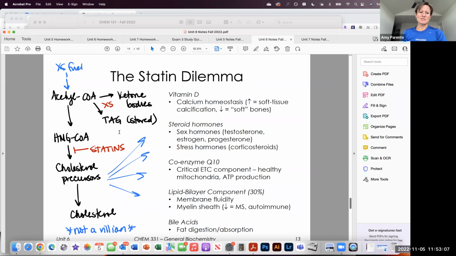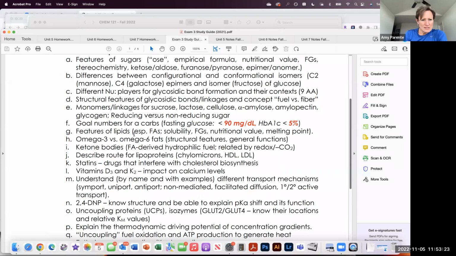And it's not uncommon for people who are on statins for their doctor to also prescribe that they take CoQ10 as a supplement, because they know that their electron transport is going to be slightly compromised by interfering with this natural biosynthetic pathway. All right, so that's statins.